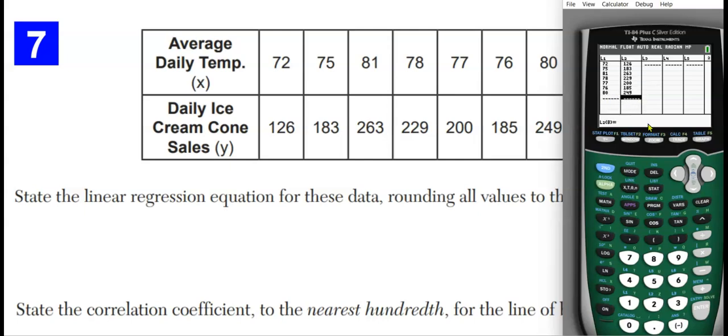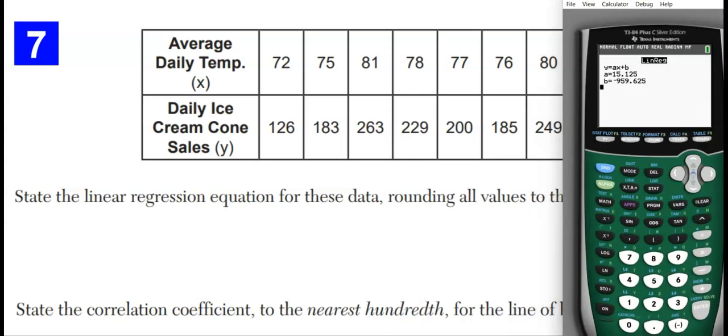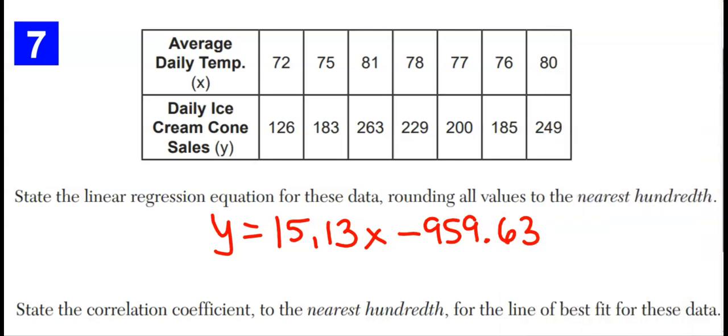All right, now that all my data is correct, I can calculate this linear regression by pressing Stat, arrow over to Calc, and choose number 4, linreg. Press enter 5 times, and it says we should round all values to the nearest hundredth. So that means I'm going to get y equals 15.13 minus 959.63.